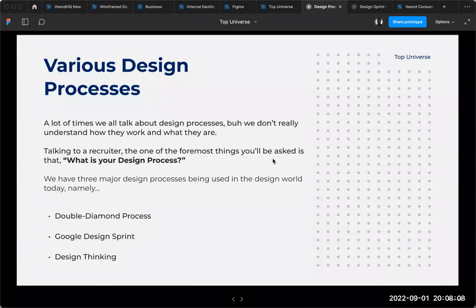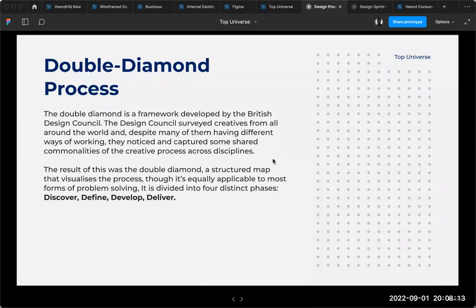So let's see what the double diamond process is about. The double diamond process is a framework developed by the British Design Council. The Design Council surveyed creatives from all around the world, and despite many of them having different ways of working, they captured some shared commonalities of the creative process across disciplines. If you've been following through the sessions, I said being a creative is not really just being a designer. A developer can be a creative, a marketer can be a creative. As long as you can innovate and think with your own mind, you are a creative person. You don't have to be a designer to be a creative.